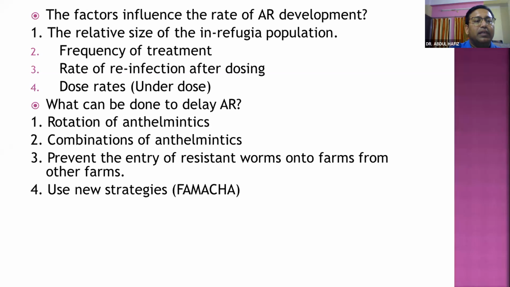So I have already discussed the frequency of treatment, rate of reinfection after dosing, overdosing, and underdosing. These are the main causes of anthelmintic resistance. And we have already discussed the new strategy, that means FAMACHA. FAMACHA is the only tool that can prevent anthelmintic resistance. That means through FAMACHA we can control the frequent use of anthelmintics.